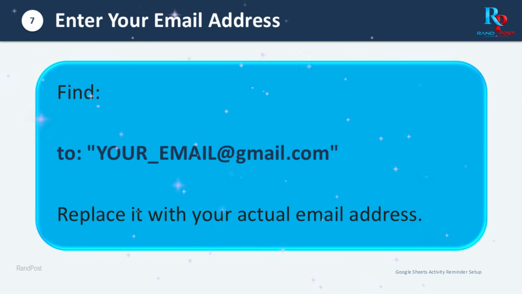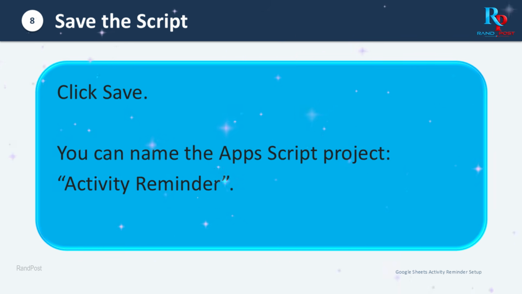Step 7. Enter your email address. Change your_email@gmail.com to your actual email address. Step 8. Save. Click Save. You can name the project Activity Reminder.